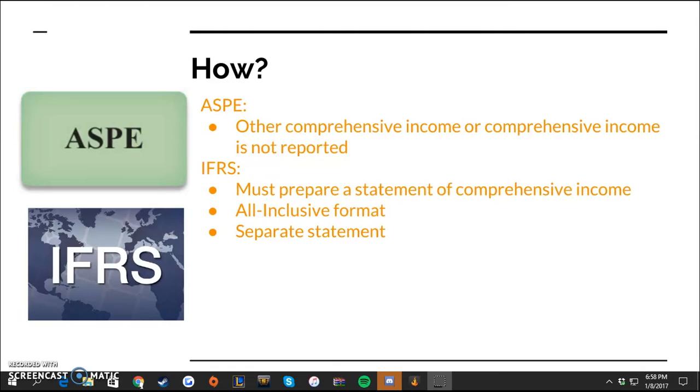If using the separate statement format, you would present the income statement followed by a separate statement of comprehensive income. The profit recorded on the statement of comprehensive income is taken from the income statement. Then the other comprehensive income gain or loss are added or deducted from profit to calculate comprehensive income.